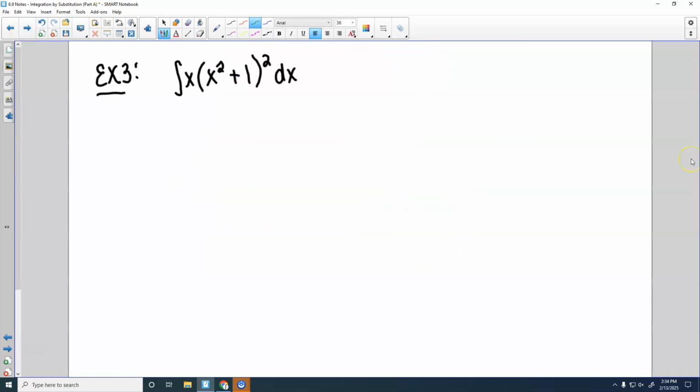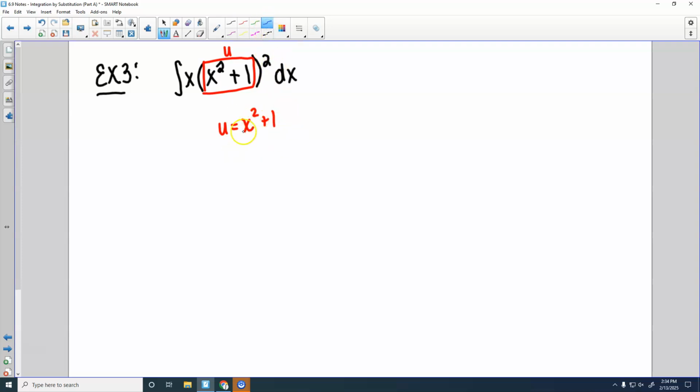All right, let's look at this one. This one's going to be just a little bit different. We got the integral of x times (x squared plus 1) to the second dx. What do you guys think the u probably needs to be for this? x squared plus 1. I would agree. So u equals x squared plus 1.